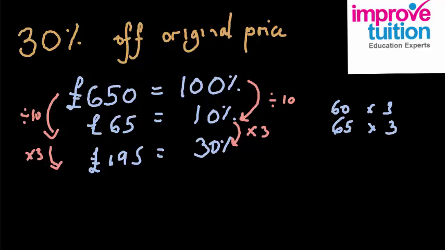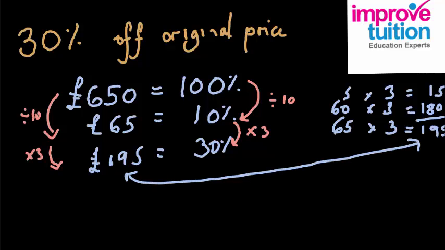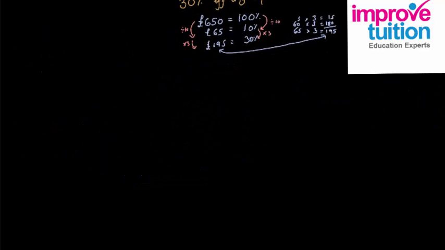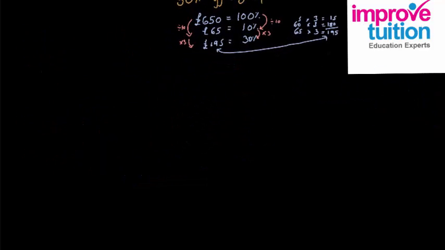So we've just partitioned the numbers. Okay, so we move from 100% to 10% to 30%. Whatever you do on the right side, you have to do on the left side. So if we get to 10%, we have to divide on the other side by 10 as well.